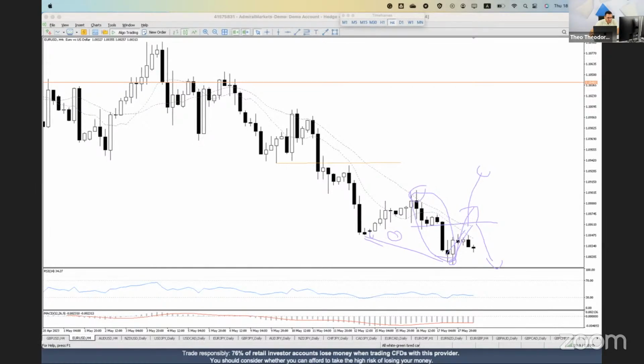William asked, Theo, this is a perfect short explanation of divergences. Thanks for sharing this. You are very welcome, William.